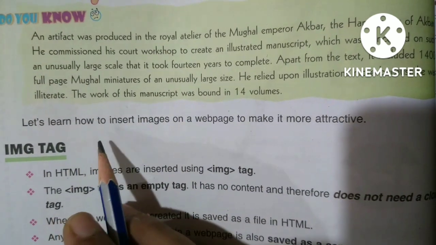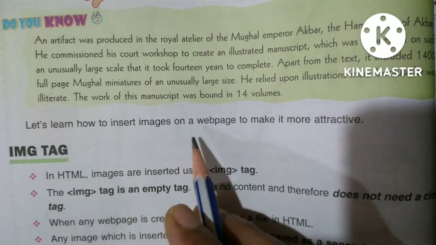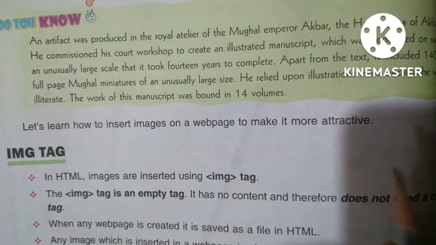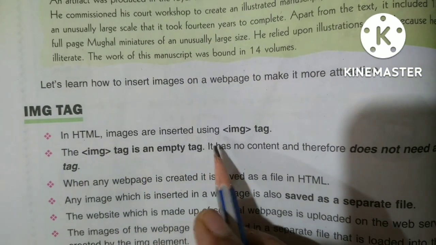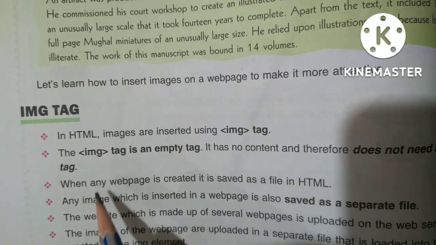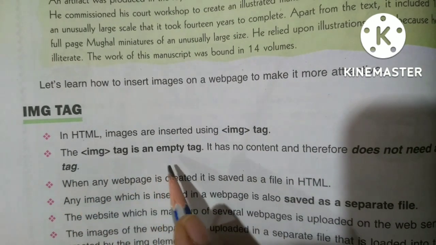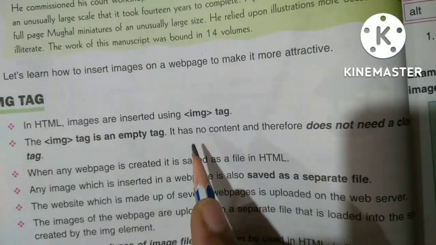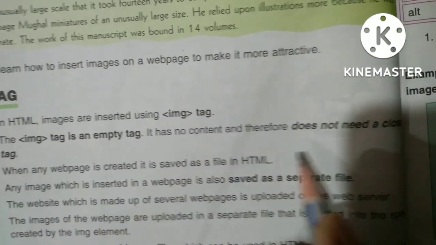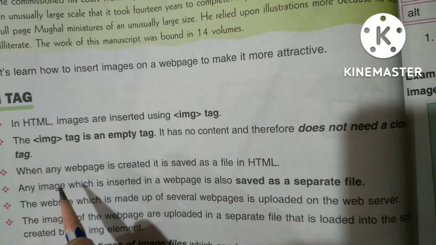Let us learn how to insert an image on a web page to make it more attractive. Image tag. In HTML, images are inserted using the img tag. The img tag is an empty tag. It has no content and therefore does not need a closing tag.